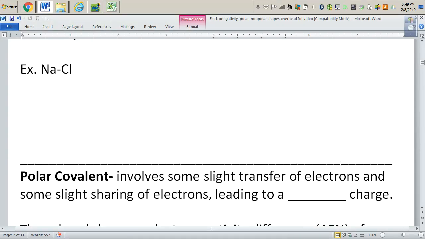Okay, for the second part, we're going to start to look at our electronegativity values, and we're going to determine what kind of bond we have by looking at those values. So we're going to start with sodium chloride.